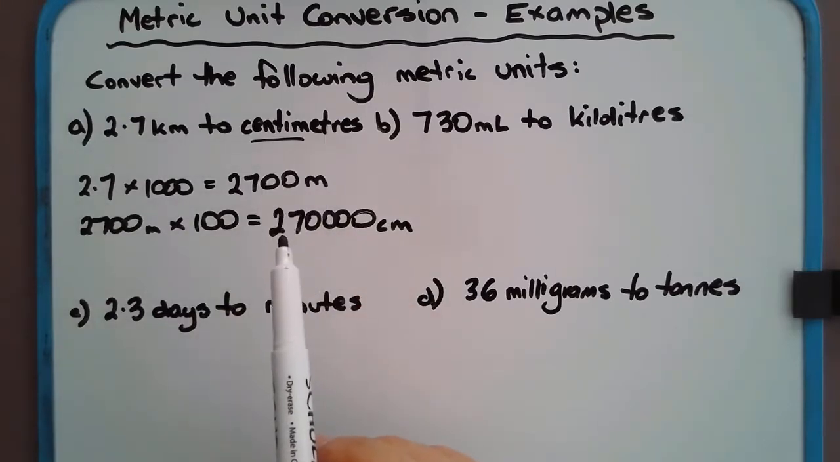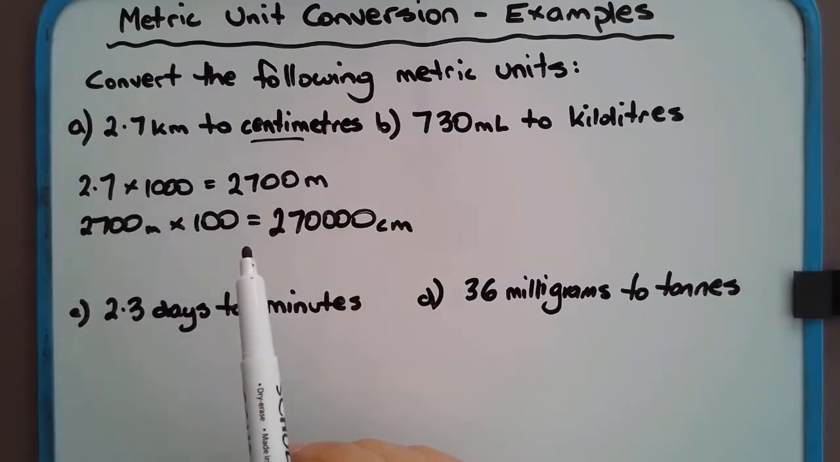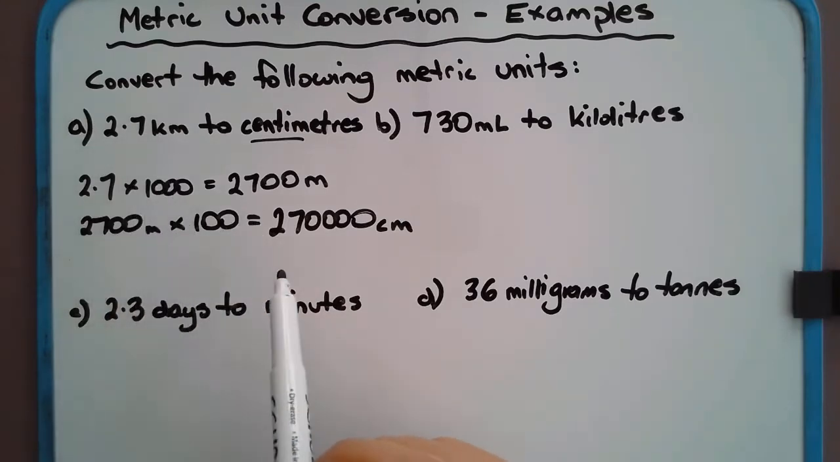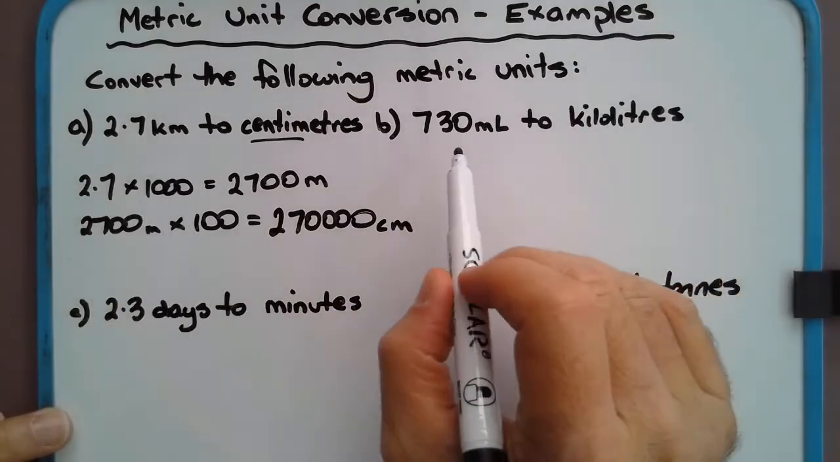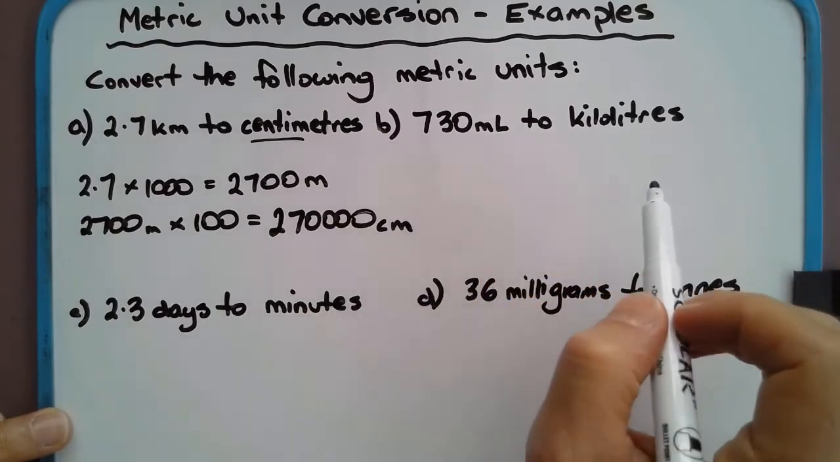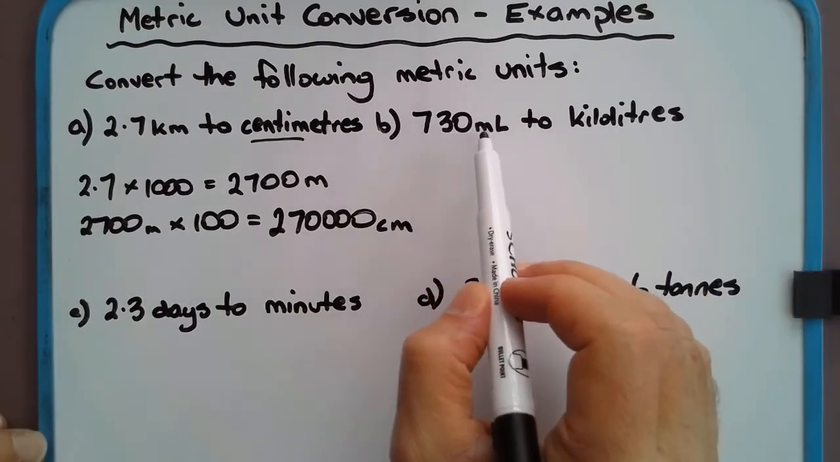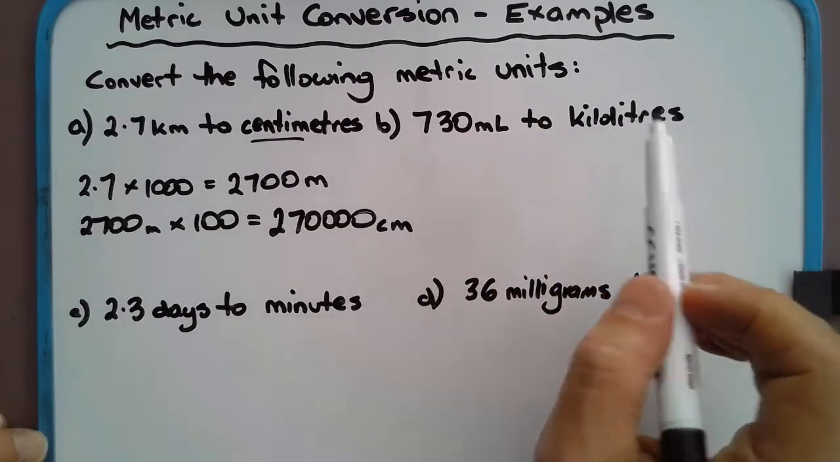So what we're doing is that we're basically down converting it a step at a time, down converting kilometers to meters, and then meters into centimeters. Let's have a look at part B. 730 milliliters to kiloliters. This time around though, instead of going from a large unit of measure to a small unit of measure, we're going the other way around.